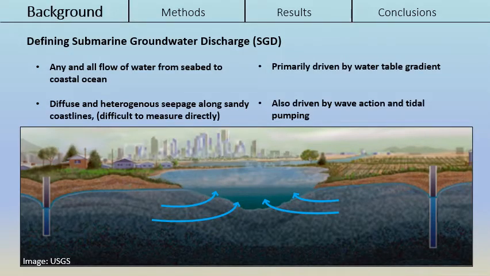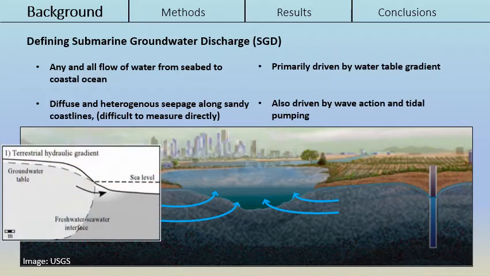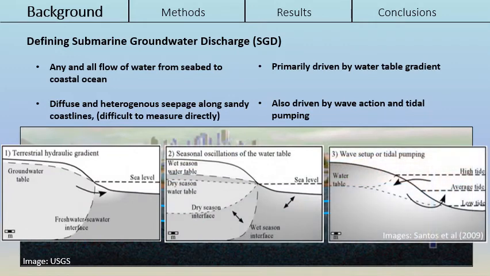Submarine groundwater discharge, abbreviated SGD, is defined as any and all flow of water from the seabed to the coastal ocean. And it's primarily driven by water table gradient, elevation differences between groundwater and surface water. It's really diffuse, it's heterogeneous, it's really difficult to measure, especially in these sandy coastlines. And there are other factors affecting it, such as wave action, tidal pumping, and seasonal oscillations.